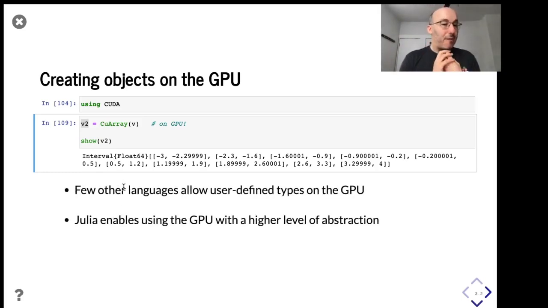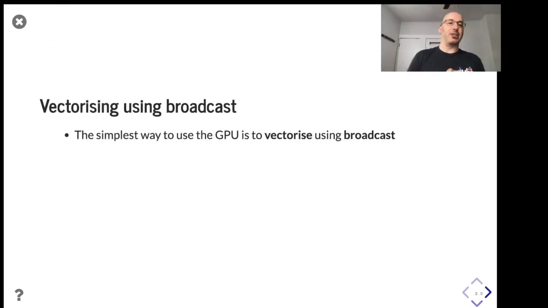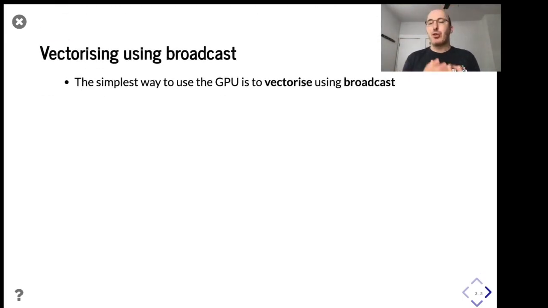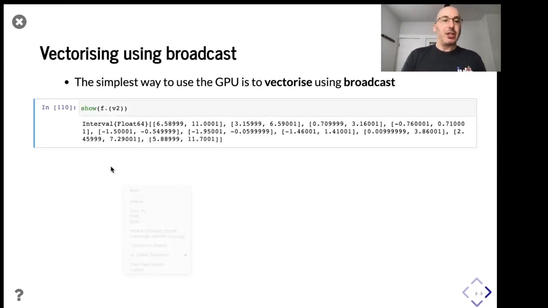It's useful to point out that few other languages allow you to use user-defined types in this way. And so Julia is enabling us to use the GPU with a higher level of abstraction. And the easiest way to use this is by vectorizing the operation using broadcast. So here I'm applying this function that I defined element-wise to this GPU vector, this vector that lives on the GPU. And it is applying that function.